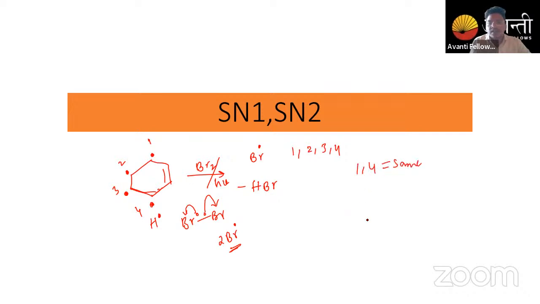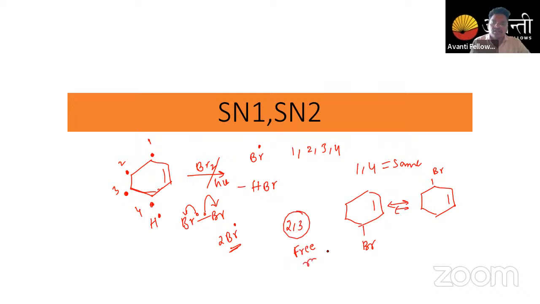The products you are going to get are both the same. Let's suppose it goes to the fourth position, so you get this. And if it goes to the first free radical, here you get Br. If you try to name these, you get the same name, so identical structures. Simultaneously, the second and third position free radicals also give the same product. How? I am going to draw here. Here you get Br, and at this particular position Br, so both are the same.